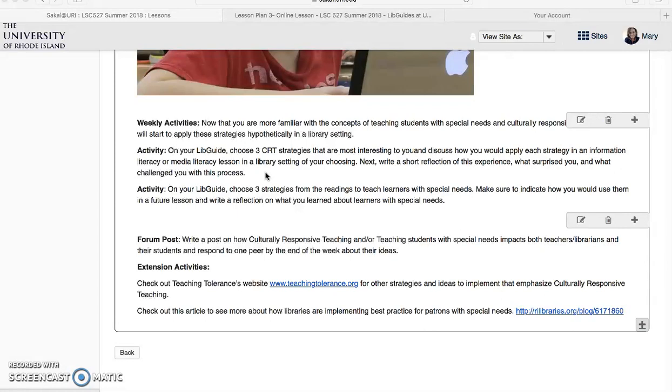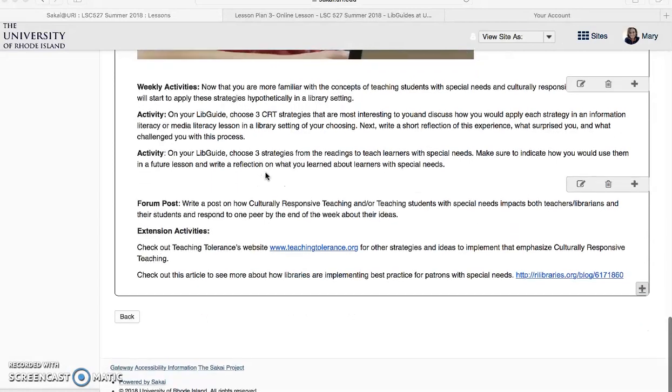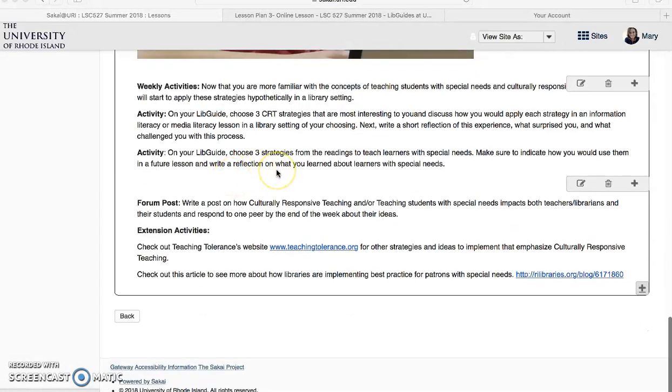That's great because it's taking the content and making the students think how they would apply it, kind of grapple with it, internalize it. And so that's a higher level thinking skill. And again, the second activity is very similar, but just teaching students, learners with special needs.